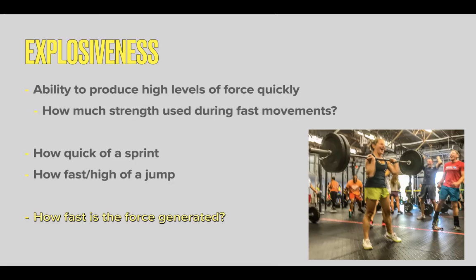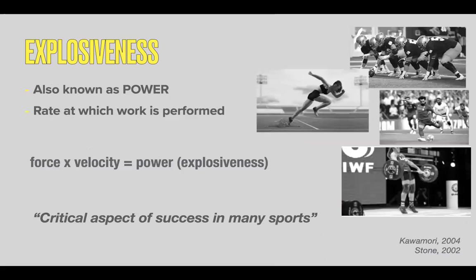So during fast movement, if you need to grab and block a shot and jump up very quickly, that's explosiveness. How explosive are you getting out of the blocks when you're running a 100-meter dash? The quicker people out of the blocks have a better chance of winning the race. You want to explode out of the blocks. That's explosiveness. It's also known as power.